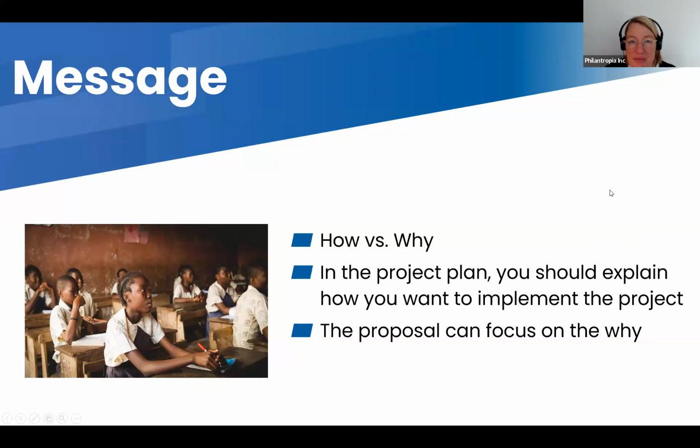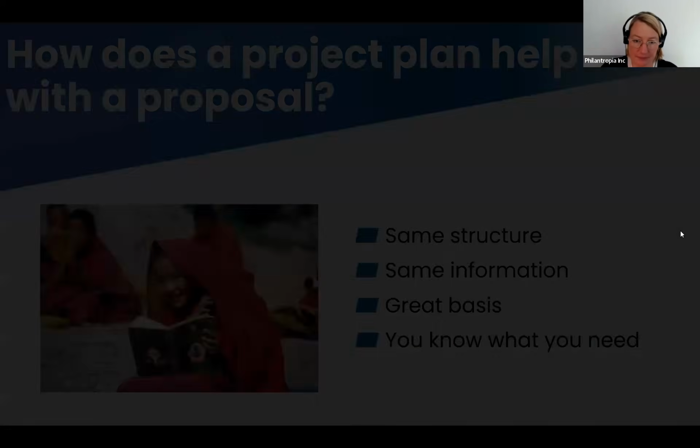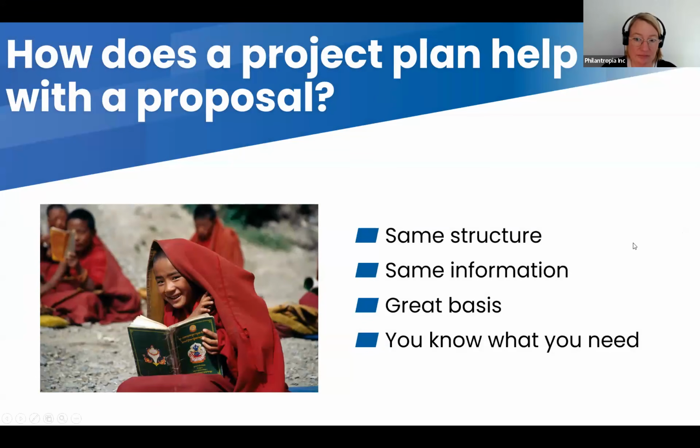So the message can be a bit different. In both documents, you have to cover all those things, but the focus can be laid a bit differently, also always depending on the donor. And now, how does a project plan help you with the proposal? I think I've mentioned most of those things. It has a very similar structure. You have to cover the same topics. It has very similar information.